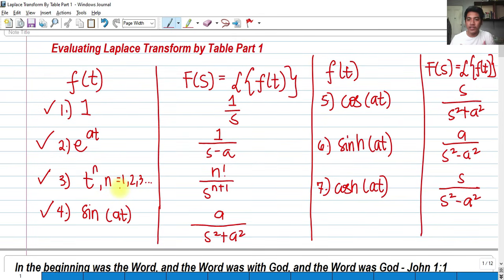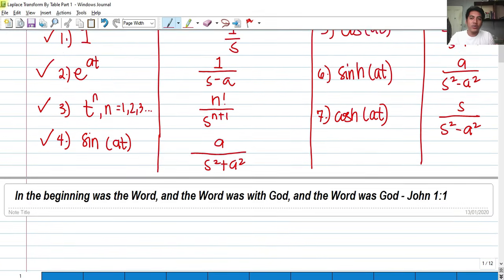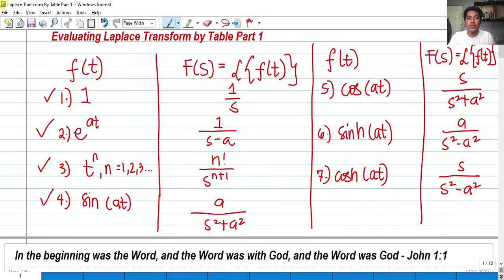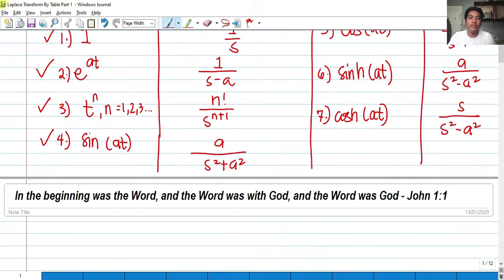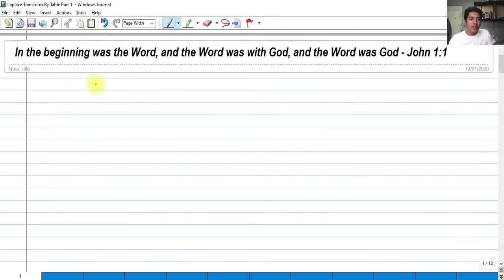So we have to familiarize ourselves with these tables in order to solve transforms by table. I guess your professor won't allow you to use this if he or she wants you to memorize it, but it depends. It's actually advisable to memorize this because during the board exam, it's not even given. So let us try to solve some Laplace transforms.